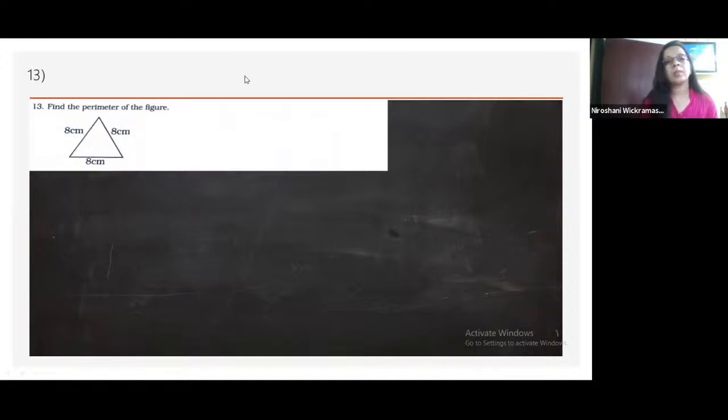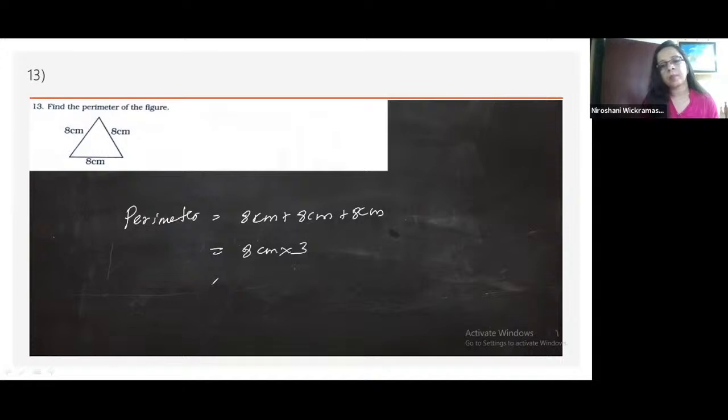Find the perimeter of the figure. Perimeter is around the boundary, right? 8 centimeter plus 8 centimeter plus 8 centimeter. If the lengths are the same, you can multiply like this, 8 centimeter into 3. 24 centimeter. Length is 24 centimeter.